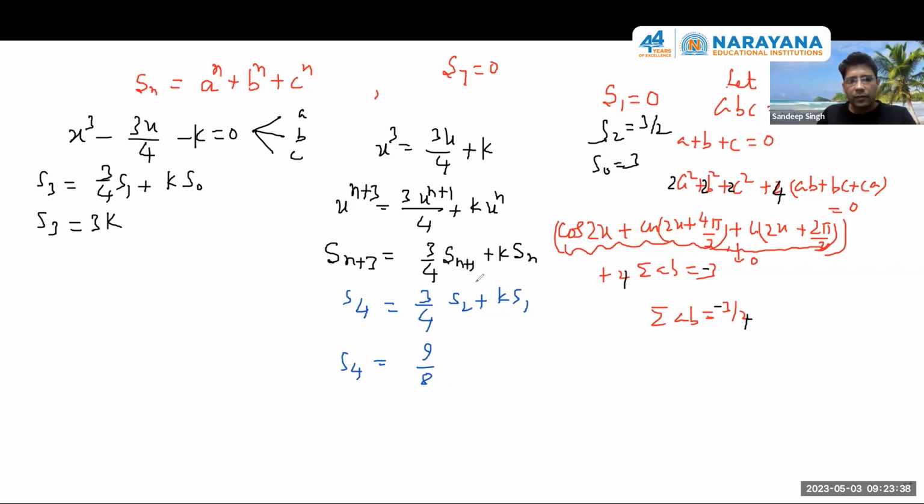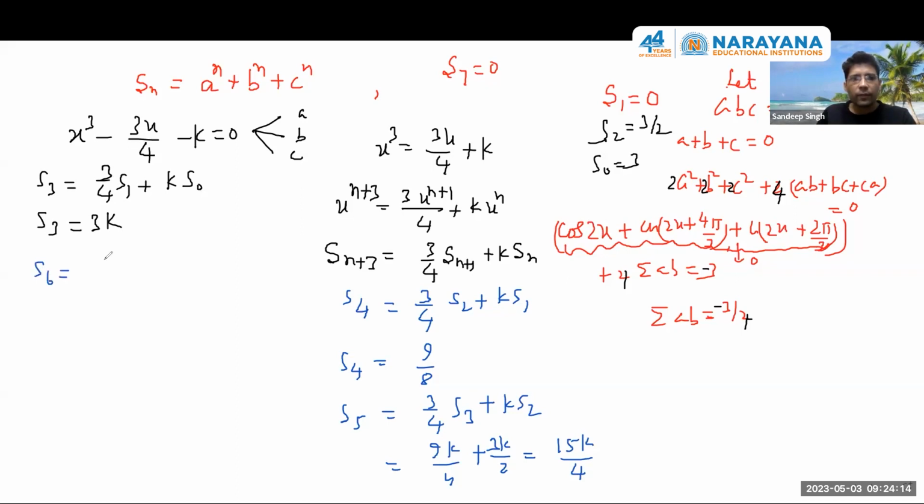Right? What else? S5 is how much? S5 is 3/4 S3, put n equal to 2, plus KS2. So this is 9K/4, K times S2 plus 3K/2. That means it is a multiple of K, that is more important. So 15K/4. Please check. 15K/4. This is S5.